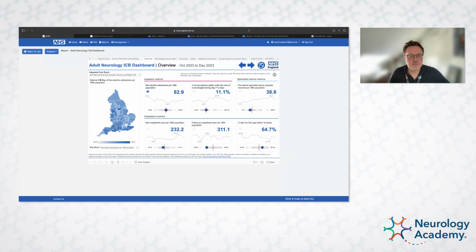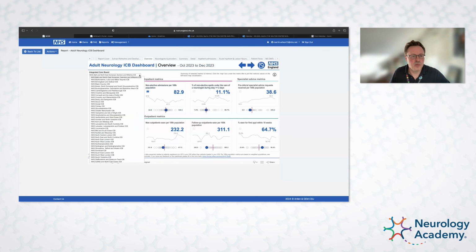So this shows a heat map, which I'll talk a little bit about, and a selection of the metrics. So there's lots of metrics in the dashboard, but this is a selection of the top 6, if you like, that we thought give you a sort of headline overview of some stuff that's happening in your ICB. This section here is where you select which ICB you're looking at. Obviously on the map you're looking at all of them, but these data apply to that. It's alphabetical, so it always defaults to this one, NHS Bath and North East Somerset.